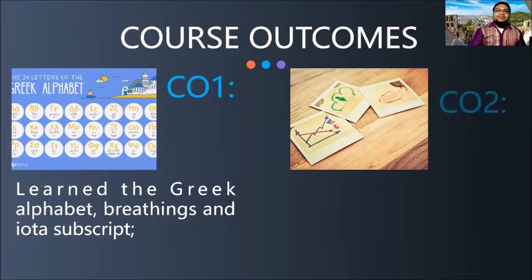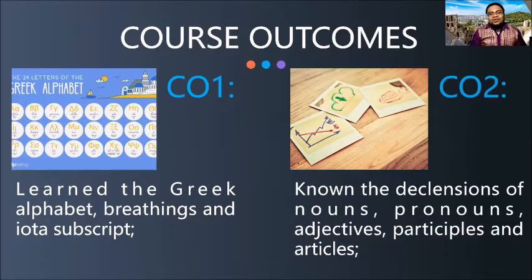Secondly, you will know the declensions of nouns, pronouns, adjectives, participles, and articles. In this subject, we'll have a lot of declensions to do. Declension means you will identify the person, the number, the case, the gender, and the tense of the nouns, pronouns, adjectives, and so on and so forth.